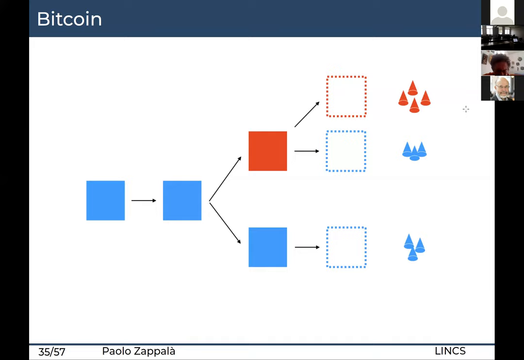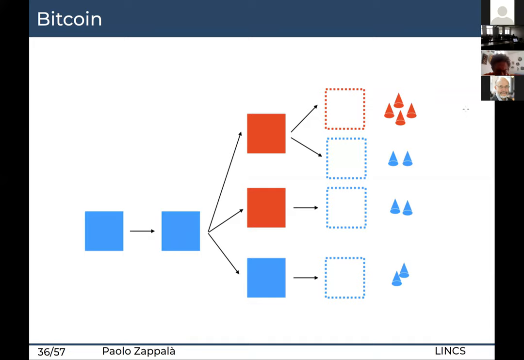to find the block. So this is one block, but imagine that I'm very lucky. I find two blocks and I publish them as soon as the good guys, I mean the altruistic players, are finding the blocks. What happens is that the others have to split in three blocks. So I get a very strong advantage.